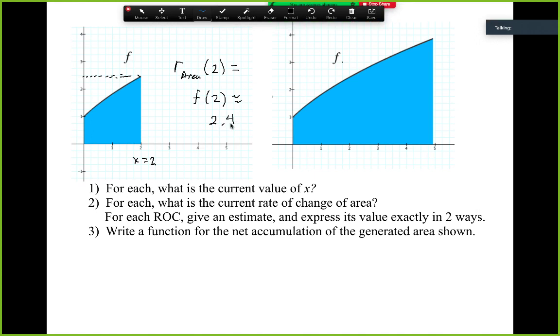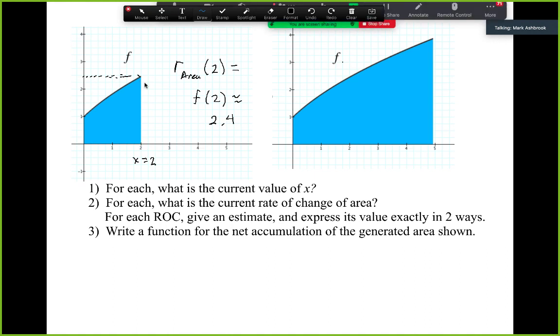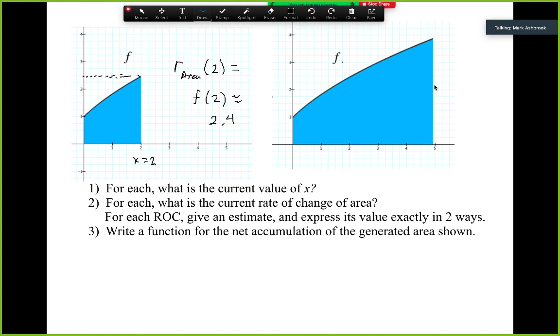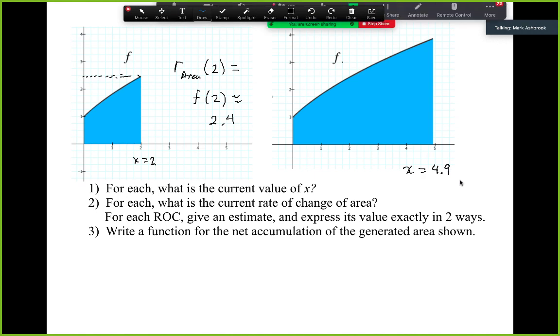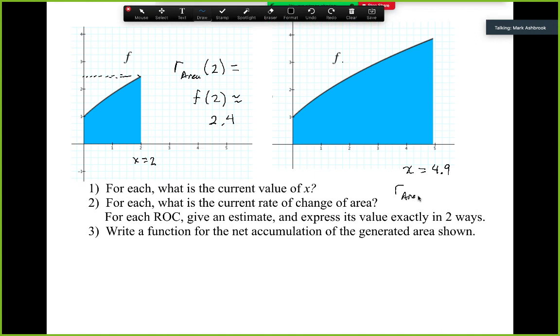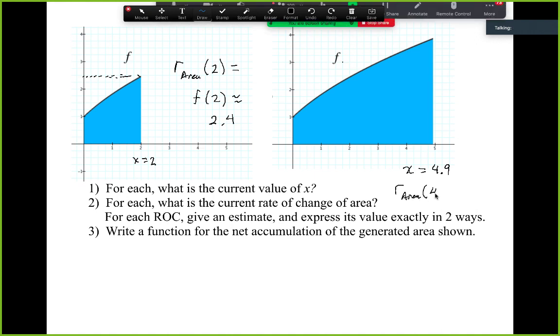Does that make sense? So at x equals 2, the rate of change of this blue area as it's growing is the value of the function at 2, f of 2, the height. And that's about 2.4. Over here, what's the current value of x? X is about 4.9. The rate of change of area now at 4.9 is f of 4.9.